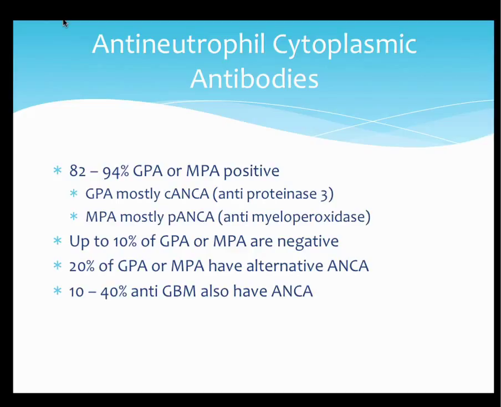It's also important to know that maybe up to 40% of patients with anti-glomerular basement membrane antibody disease will also have positive anti-neutrophil cytoplasmic antibodies. So the presence of these antibodies does not exclude the presence of anti-glomerular basement membrane disease, which has to be diagnosed using immunofluorescence on a kidney biopsy.